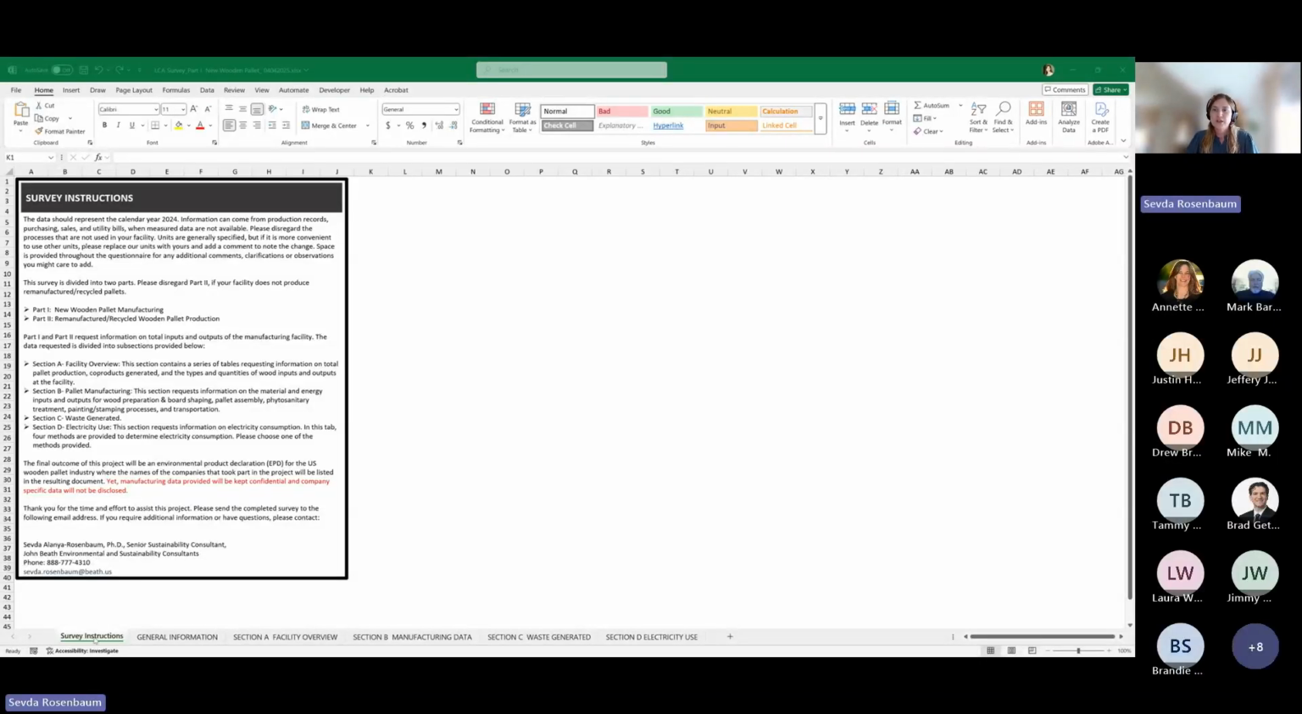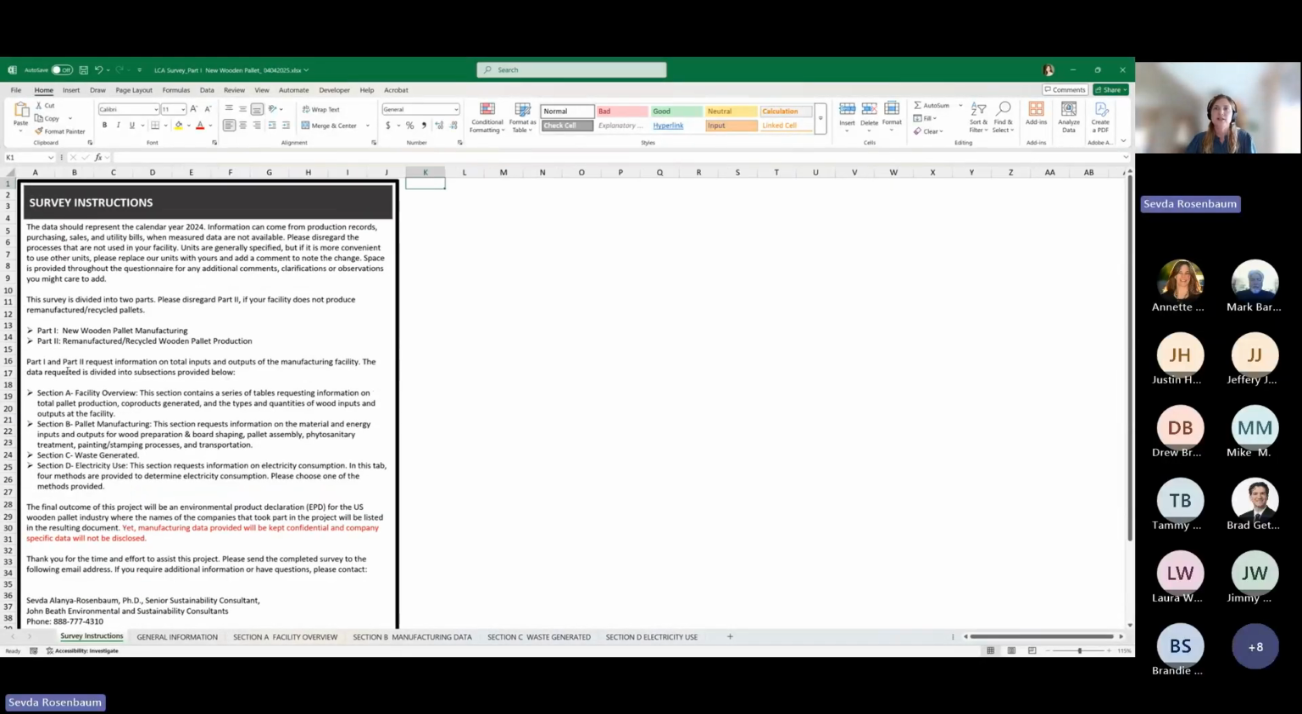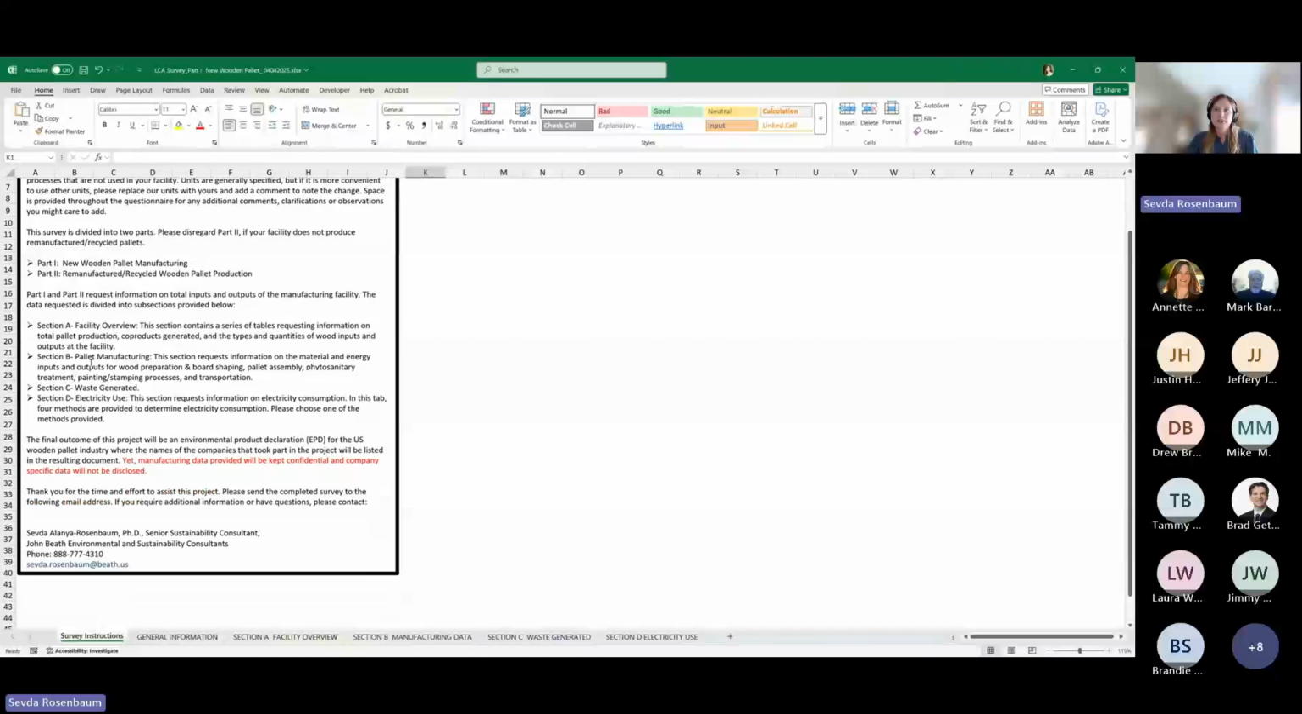So the first tab includes the survey instructions, which is the same for both surveys. In here you can see there's part 1 for new wooden pellets and part 2 for remanufactured recycled pellets. And each survey has 5 sections. Section A is asking for information about the facility overview, the production rates, co-products generated, and types of input you have in terms of the wood input to the facility.